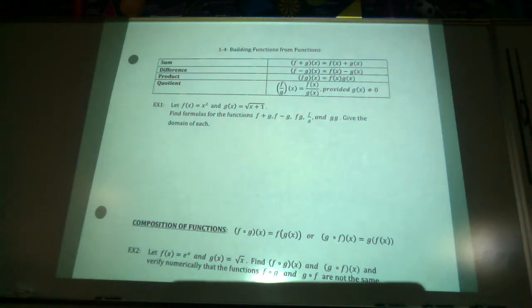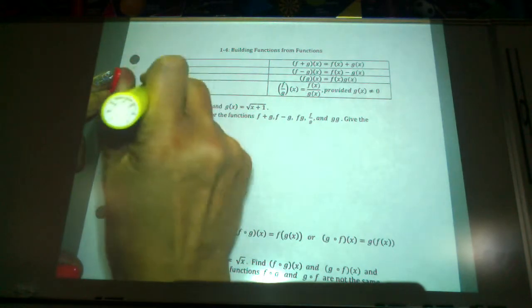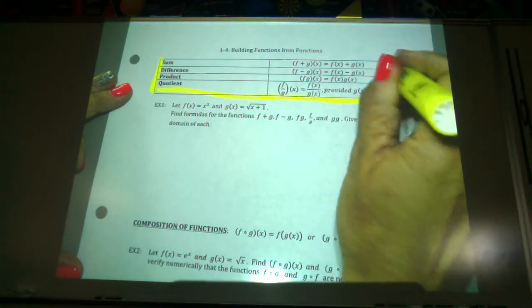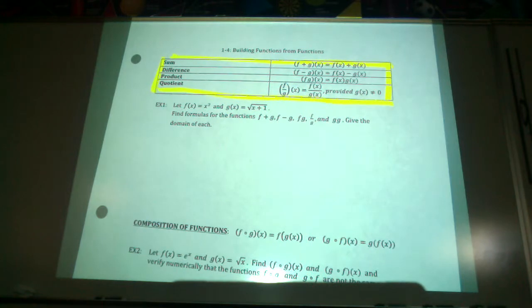So the only thing that's really kind of new for you is considering the domain. And so you've already considered the domain. We've looked a lot at that. And so we're going to take that and input it into here. So I have given you the sum, difference, product, and quotients of functions. And those are fairly simple. You're just going to take two functions, add them together, subtract them, multiply them, and divide them, and simplify as needed.